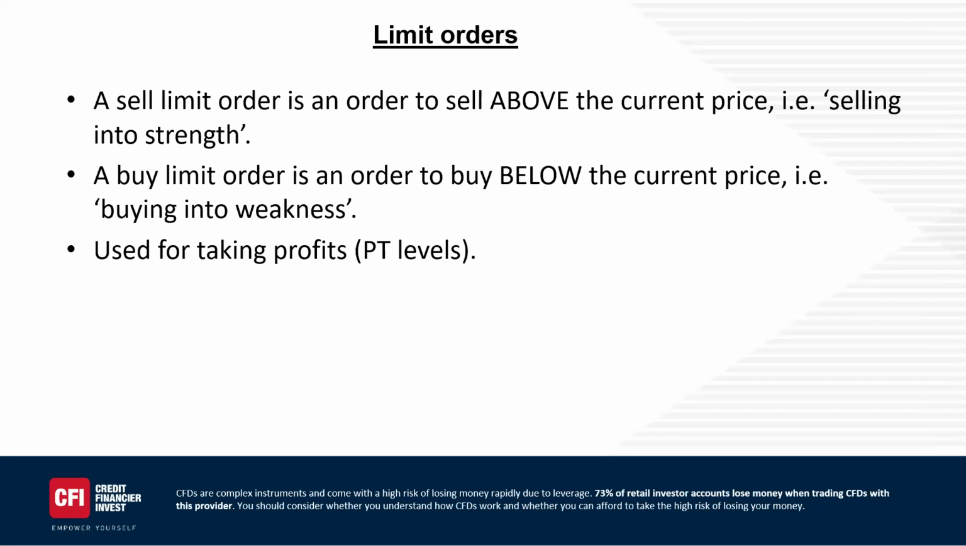So a sell limit order is an order to sell above the current price. So you're selling into strength. Similarly, a buy limit order is an order to buy below the current market price. You're looking to buy at a cheaper price level. So what you're doing there is you're buying into weakness.